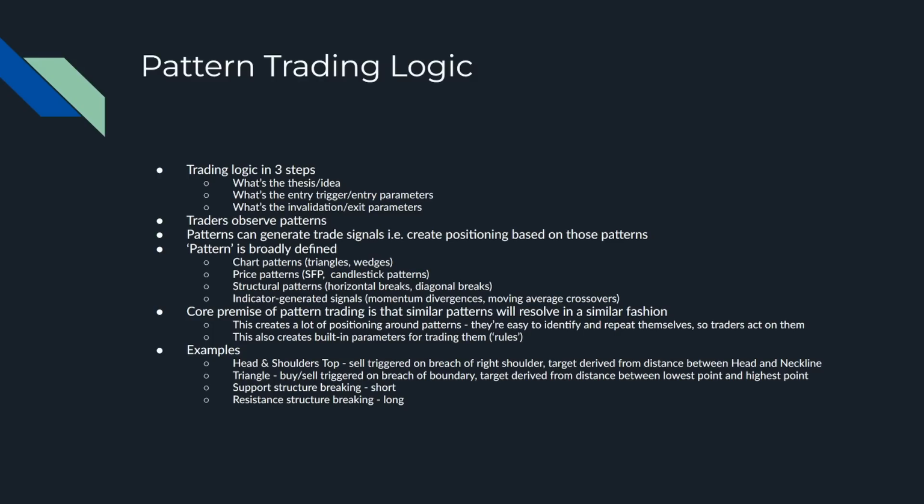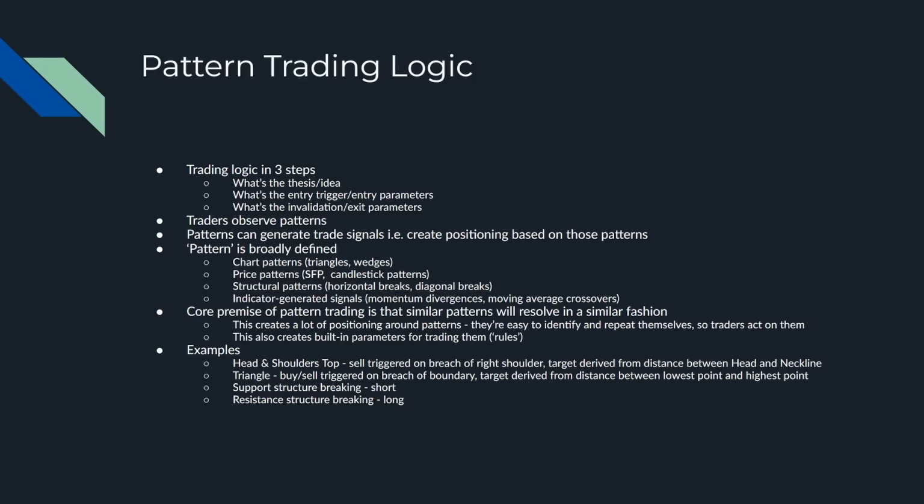Now, in general, when it comes to pattern trading logic, the first and most basic premise is that traders observe patterns. Now, as mentioned, the term patterns is used in a very, very broad sense. In general, patterns can generate trade signals. So traders will spot these patterns, which are some form of repeatable, replicable signals in the market that are identifiable. And these patterns can generate signals, which is to say create positioning based on those patterns. Could be longs, could be shorts, could be a view on volatility, whatever it may be.